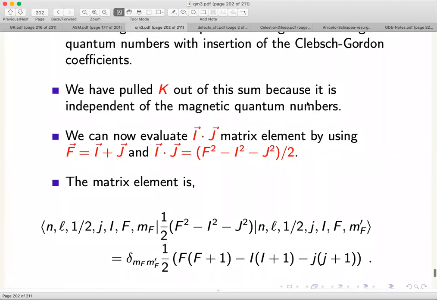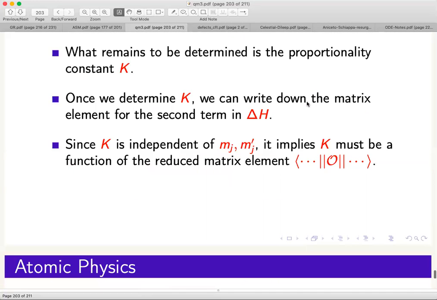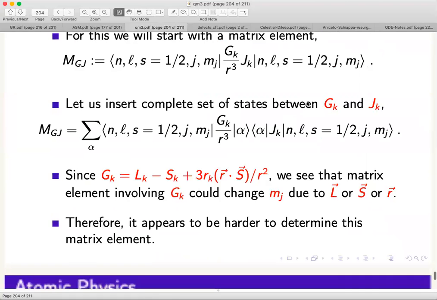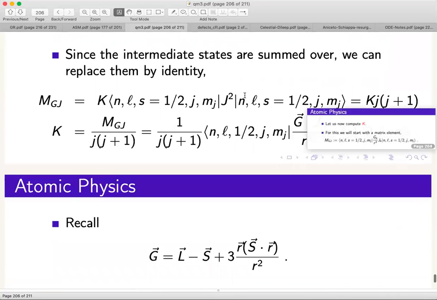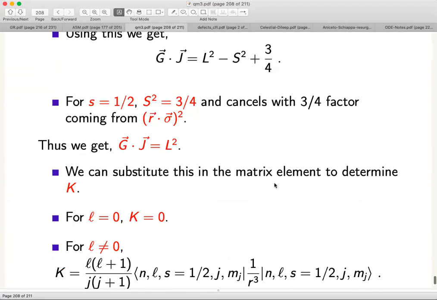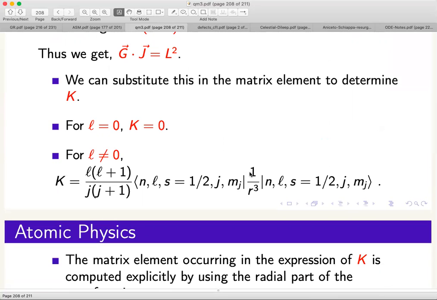Good. So let's ask, what is the value of K? So here's a statement that when L is equal to 0, K would just vanish. And when L is not equal to 0, then the eigenvalue is just L into L plus 1 upon, of course, J into J plus 1, which was the factor we had pulled out earlier. And then you have to compute the matrix element of 1 over R cube. So we have figured out one more term for describing K. First step was to determine that the denominator was J into J plus 1. Now we have figured out that the numerator angular momentum part is L into L plus 1. What we want to do is to figure out what is this matrix element.